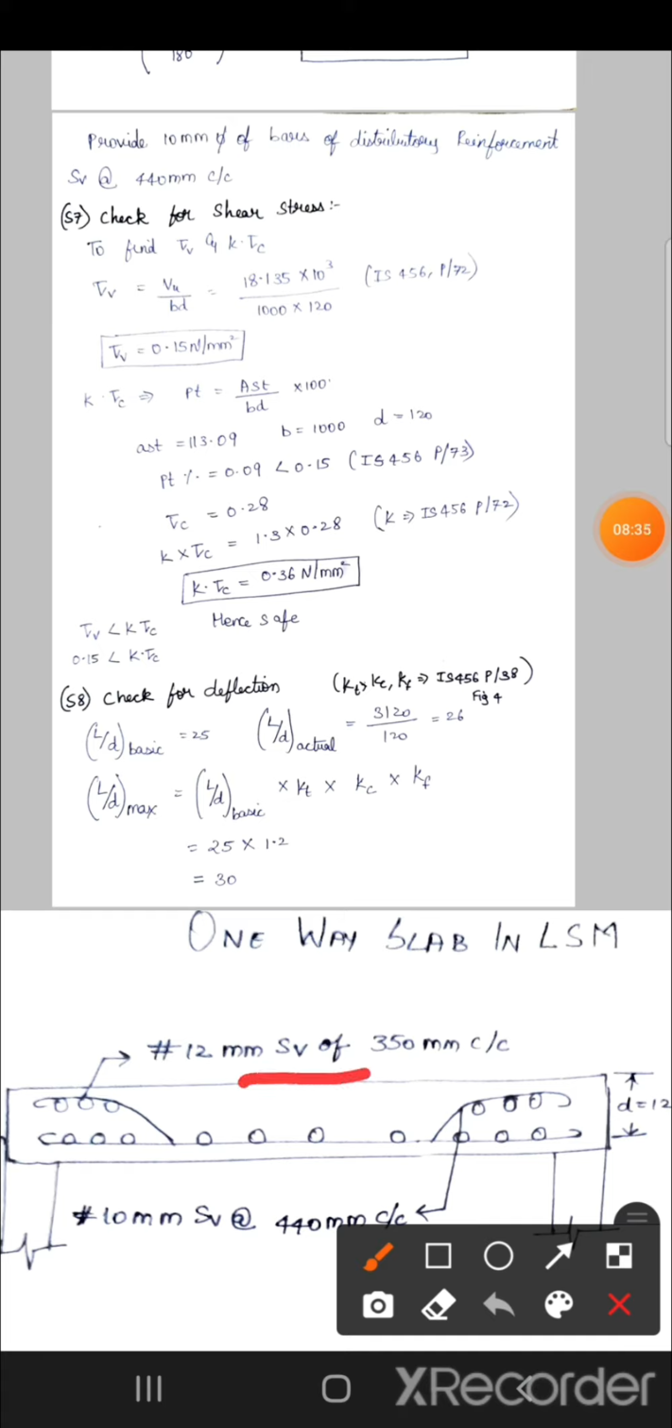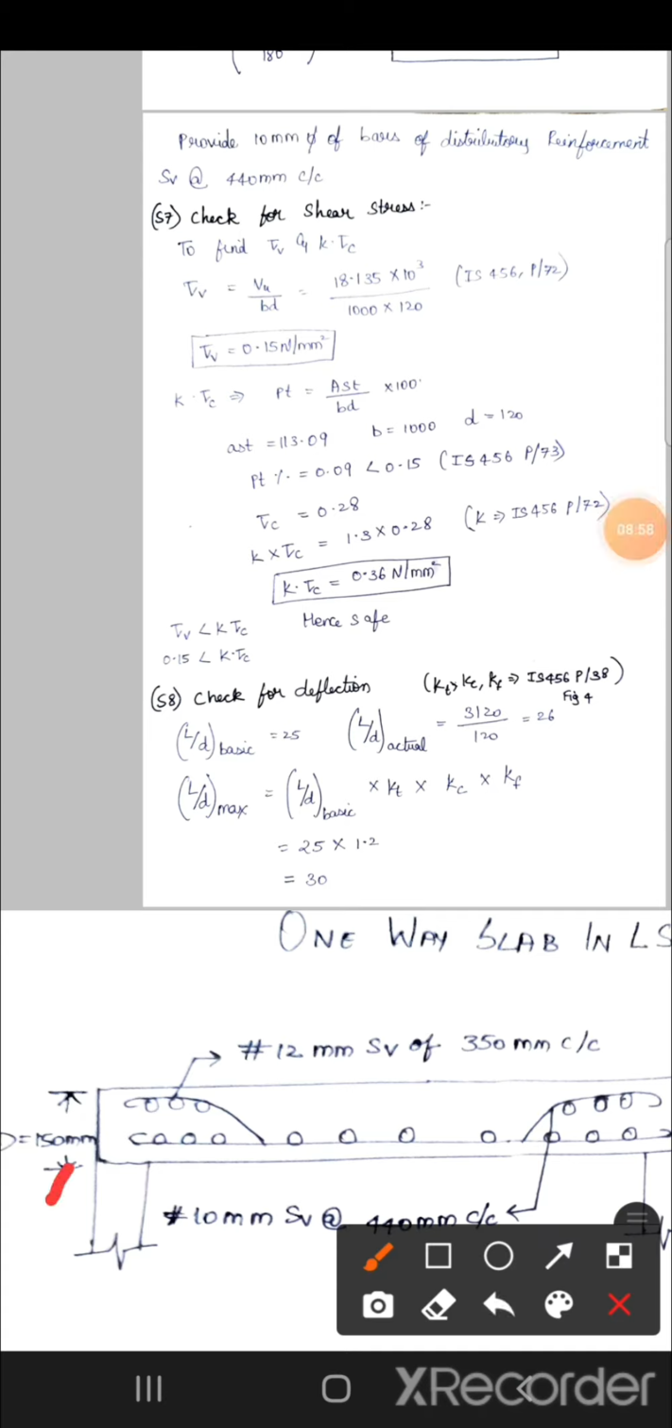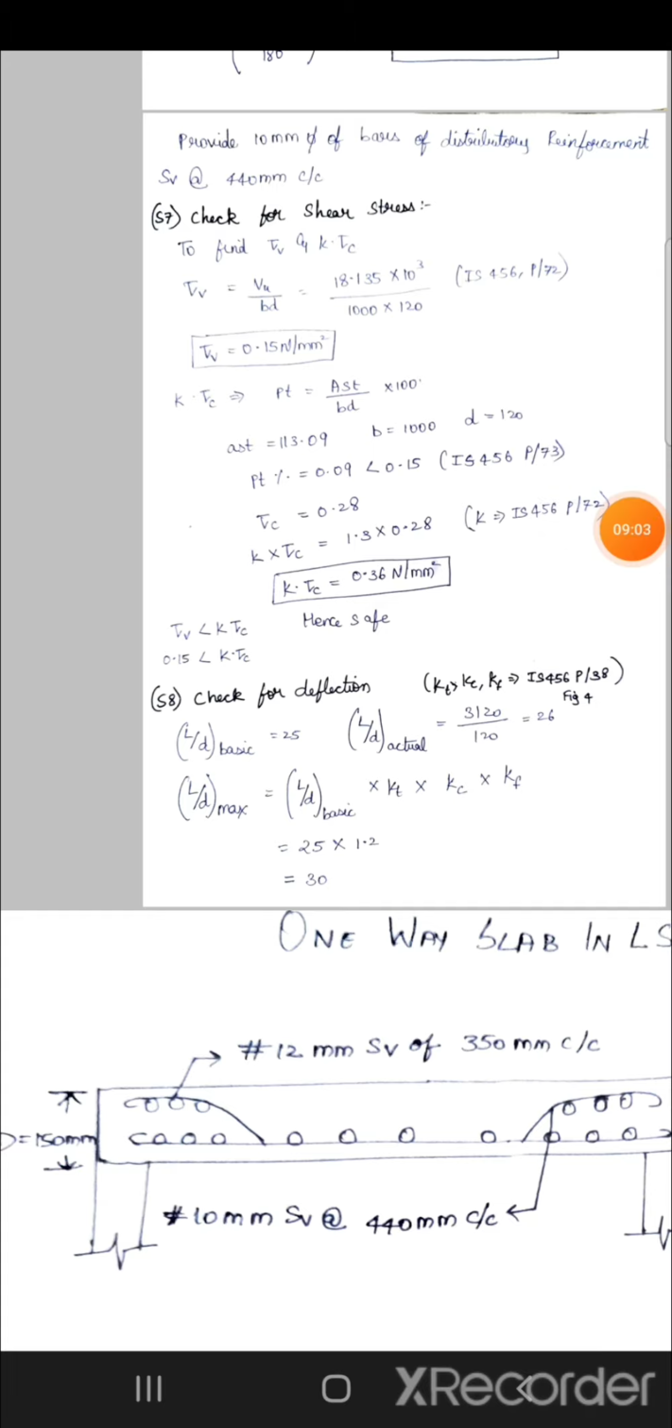This is 12 mm at spacing of 350 mm center to center is main reinforcement. 10 mm at spacing 440 mm center to center is distributory. This is effective depth, and overall depth is 150 mm. This is design of one-way slab in limit state method.